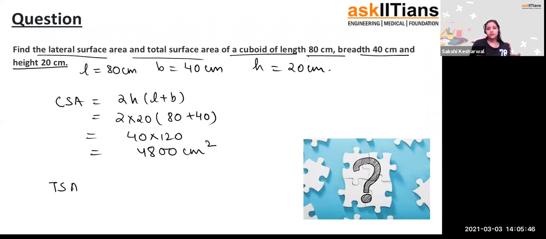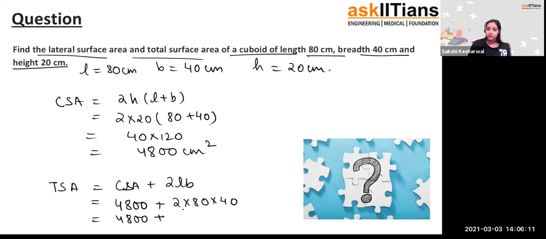And what will be your TSA? You can do it like this. I have already found the CSA. So it will be CSA plus 2 times LB, because the top and the bottom were not included in it. So I'll just add 2 times LB, or you can use the formula. I already have the calculation done, that is 4800, and 2 times LB means 2 into 80 into 40. So you just add it up. 4800 plus 6400 gives 11200 centimeters square. That's your answer, right?